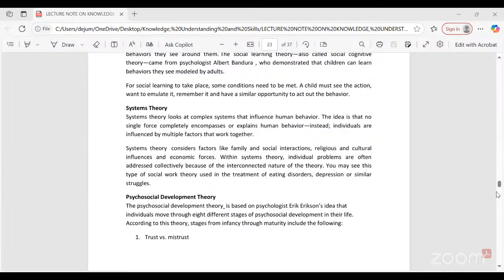System theory considers factors like family and social interaction, religious and cultural influences, and economic forces. Within system theory, individual problems are often addressed collectively. You must look at them holistically and look at which one is actually affecting or causing what. That is it, for peace to reign in such a family. So that is that on systems theory.